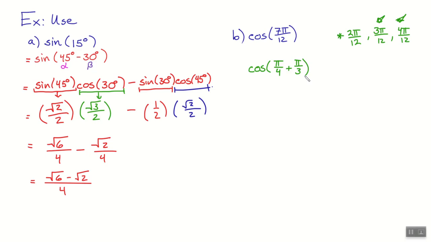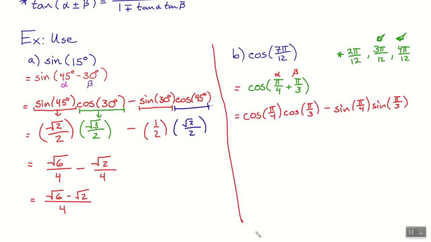I want you guys to expand this. And by expand, I mean just apply the sum formula for this. Expand this. And I'll wheel around and look at your work. Cool. Did you guys come up with the same expansion? Cos pi fourths, cos pi thirds, and then really important, minus sine pi fourths, sine pi thirds. Because remember, plus or minus changes to minus or plus.